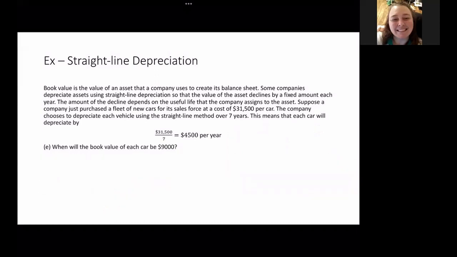So when will the book value of each car be $9,000? So here, let's write our equation that we already know. There we go. Let's set that equal to 9,000.